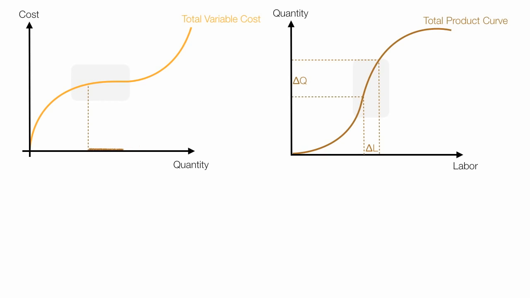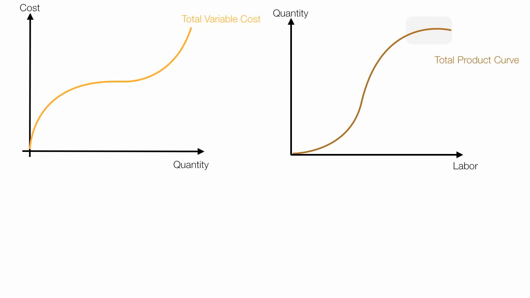I can increase a lot of quantity because of economies of scale without increasing cost much. That's why it flattens out. But at the top of the graph there, it's the same as this area over there on the total variable cost curve. And in this case, when I add the same amount of labor as I did before, I get a very small increase in quantity. That little teeny bit right there.